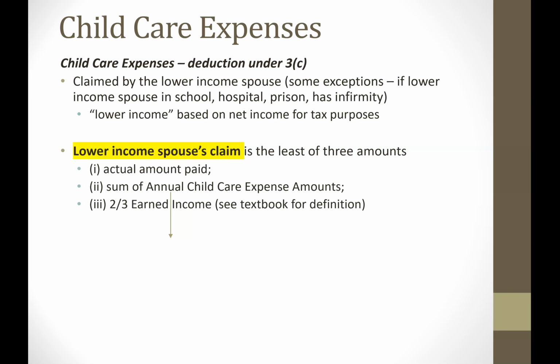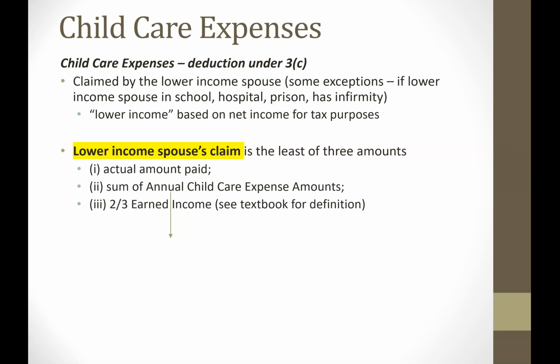Now, with the lower income spouse, their claim is the lesser of three amounts: the actual amount paid, the sum of what we call the annual child care expense amounts, and thirdly, 2/3 of earned income. Now, earned income is a defined definition, so review that definition in your textbook.